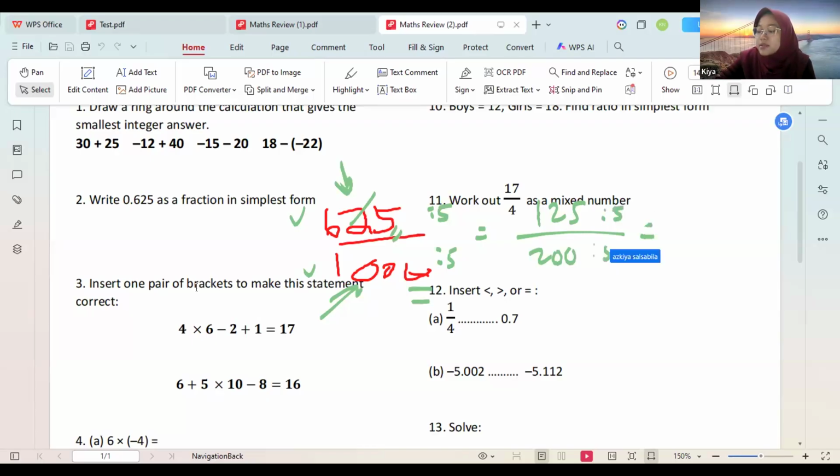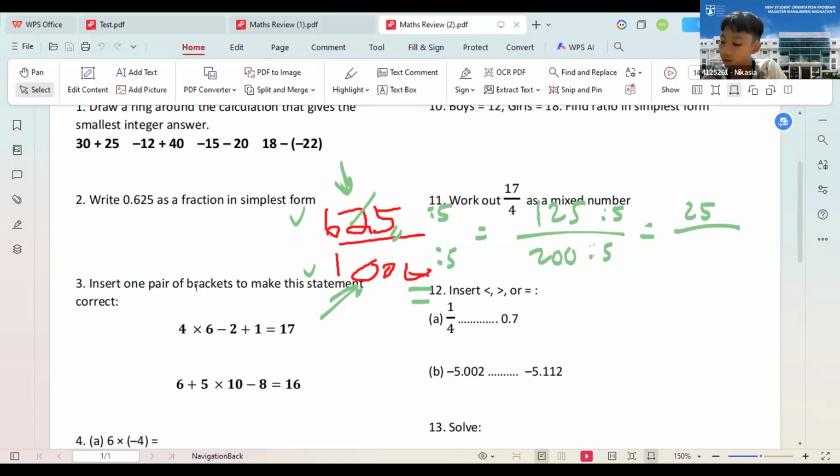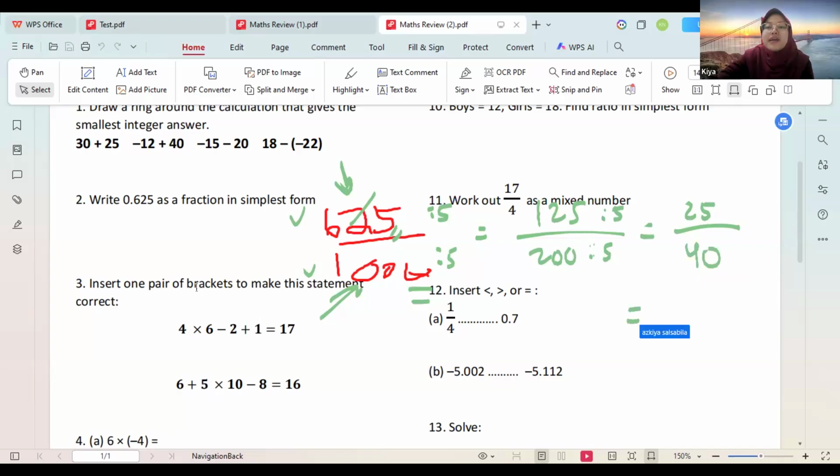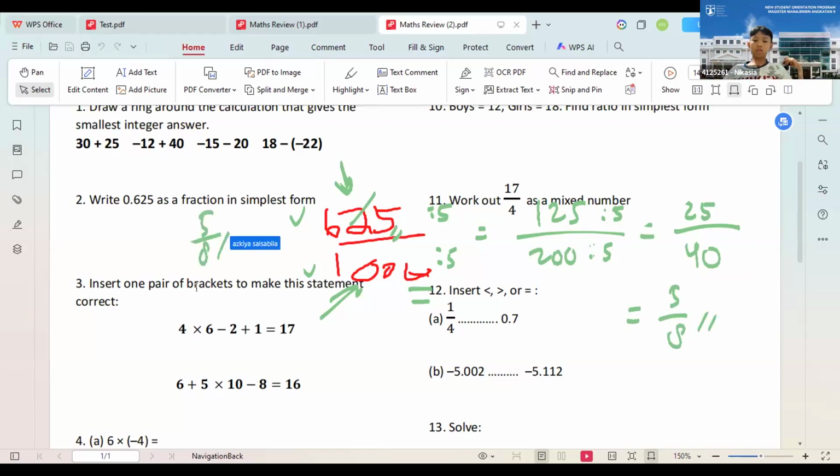What number did you get? 25. And then what is the denominator? 40. Okay, and then can you divide it by 5 again? Yes. So what fraction do you get? 5/8. 5/8, correct. So the last fraction that you get, the simplest fraction, is 5/8. Okay, like this, get it?